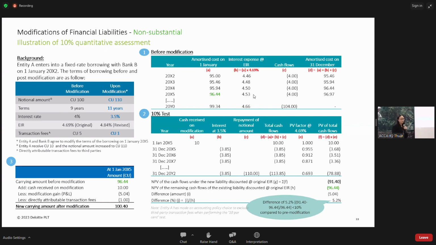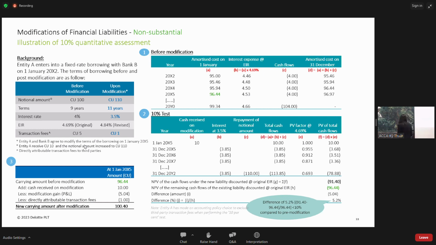Non-substantial. Okay? So if it's non-substantial, I don't derecognize. So I remeasure. This is how I will remeasure. From 9644 as of 1st Jan 20X5, I will add the cash that I receive of 10. I will flush to the P&L the modification gain or loss, which is actually the 5.04. And the transaction fee also, I pick it up.